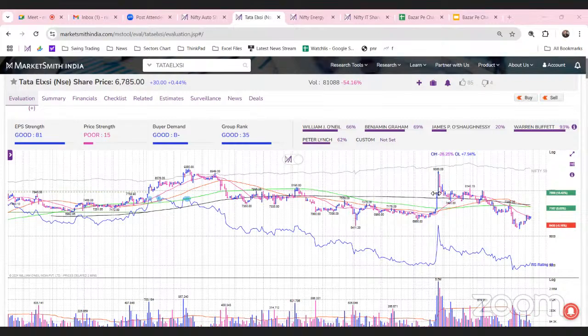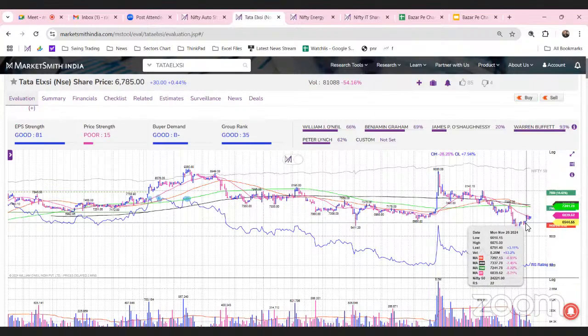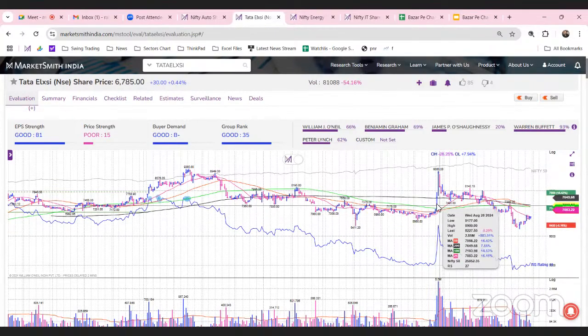Sorry for that. The next stock is Tata Elxsi. Tata Elxsi is also trading with a negative bias only, and it has also registered a high on August 27th.